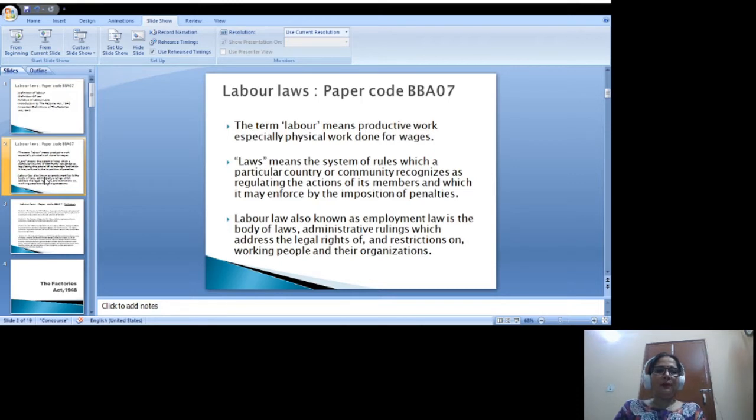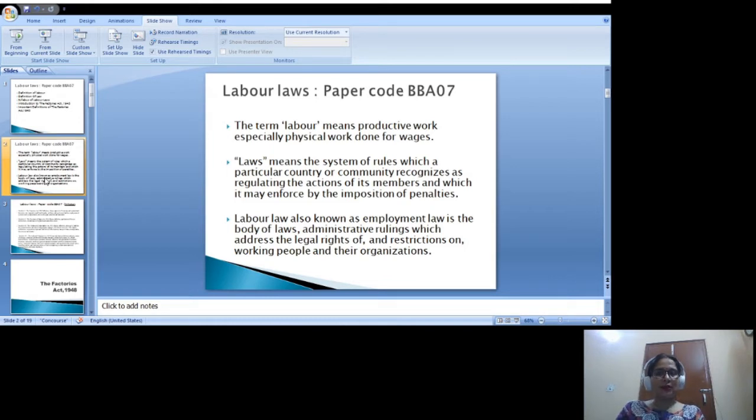Now, the term labor means productive work, especially physical work done for wages. Labor means the work which is done by the wagers. Generally, they do productive work, especially physical work, and for this they get wages on a daily, monthly, or weekly basis.